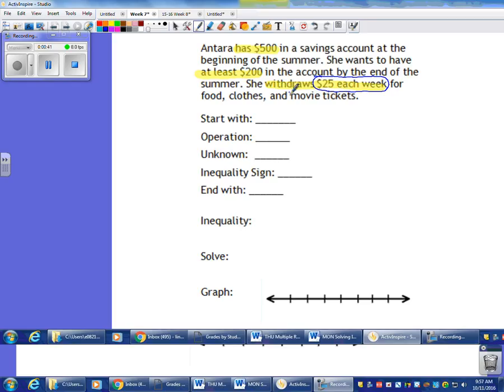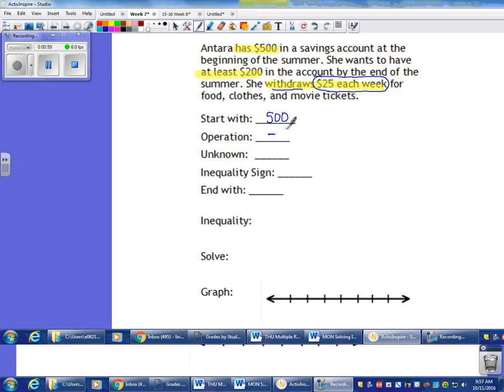So now what we're going to do is we're going to say, okay, what did we start with in our account at the beginning of the summer? Well, she started with $500. The next thing is the operation. What does this word withdraw mean? It means subtract, so we're going to have the subtraction sign for our operation.